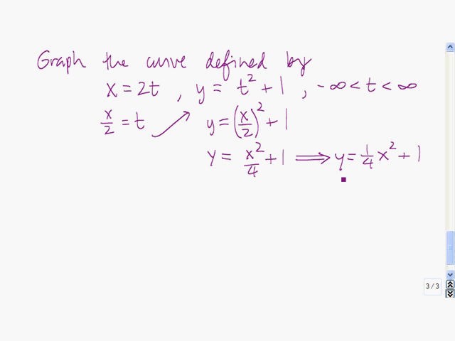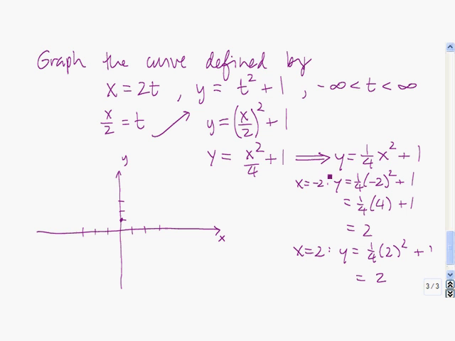Okay, we see that this is a parabola which opens upward and has a y-intercept of 1. To see how wide to make it, I'm going to plug in 2 and negative 2 for x. Okay, we find that when x is equal to 2 and negative 2, y is equal to 2. So then we can graph our parabola. And the last thing that we need to do is put a direction on it.